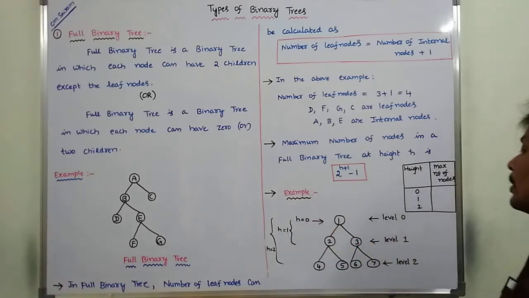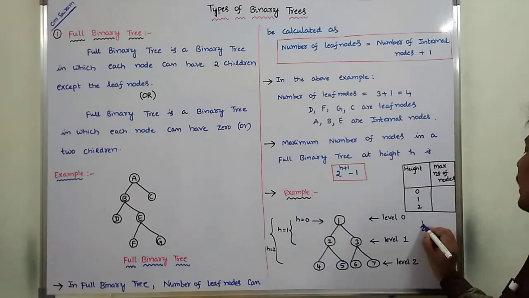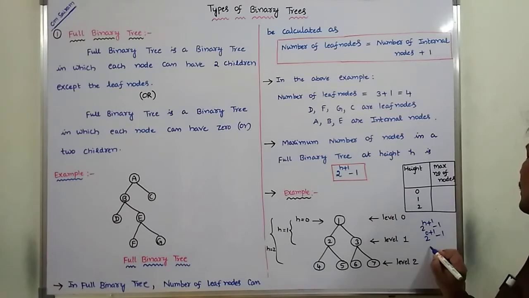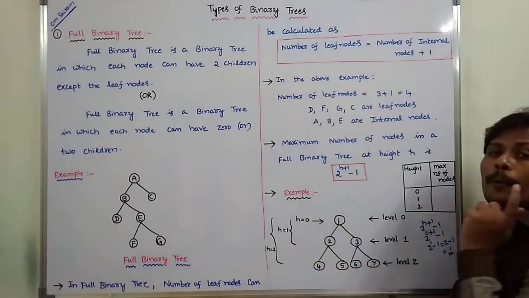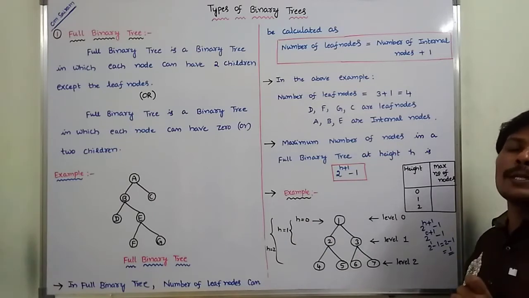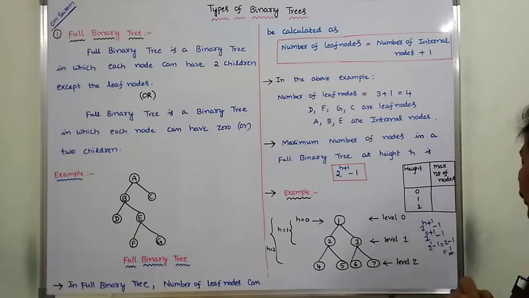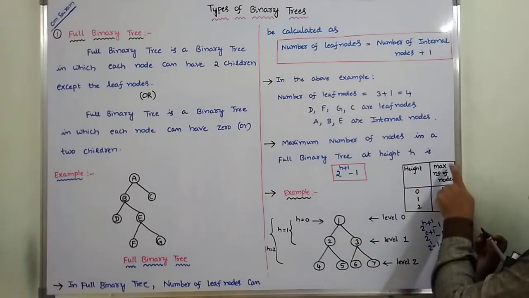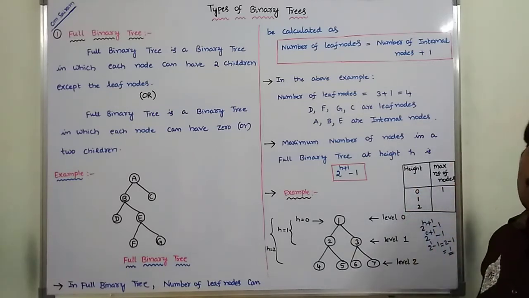Here h is equal to 0. So 2 power h plus 1 minus 1. So here h is equal to 0. 2 power 0 plus 1 minus 1. So that is 2 power 1 minus 1. That is equal to 2 minus 1. That is equal to 1. At h is equal to 0, maximum number of nodes is equal to 1.